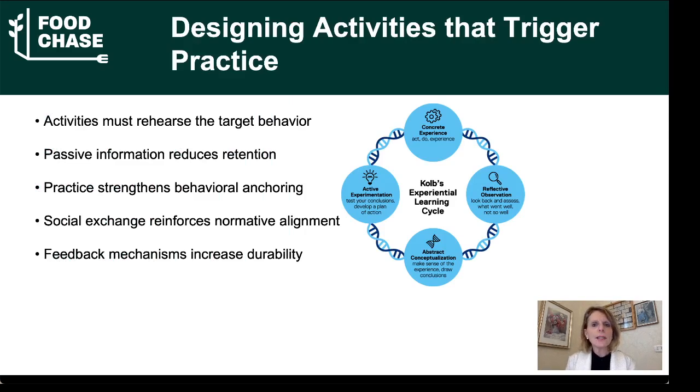Then, designing activities that trigger practice. Experiential learning research shows that change strengthens when participants actively rehearse practices rather than passively receive information. Of course, if the participants just think about and receive all the information, that's very good, but it goes into the brain, and it doesn't mean that they will then put it into action. That's why I really insist on always doing some exercises and practice at the same time that the information is arriving, because passive information constantly reduces retention. So if you want to get engagement from your participants, it's really important to do exercises and practice.